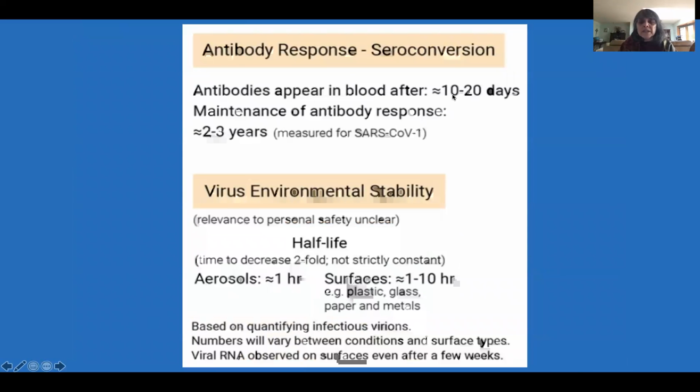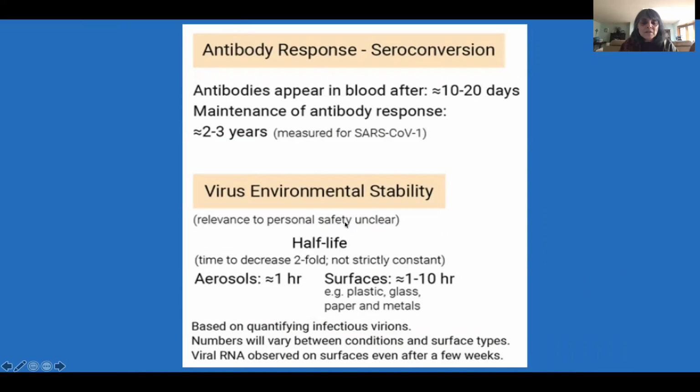Antibodies appear in the blood after 10 to 20 days. We don't know how long you maintain an antibody response to SARS-CoV-2, nor do we know if that antibody response is protective. For SARS-CoV-1, it seems that the antibody level in the bloodstream lasts about 2 to 3 years and is protective. But we've been hearing about people who have had SARS-CoV-2 getting reinfected. And if we have time at the end, I'll come back to some of the nuances of that observation.